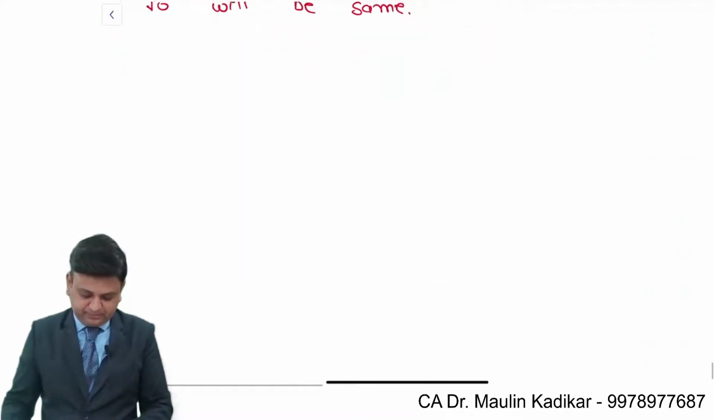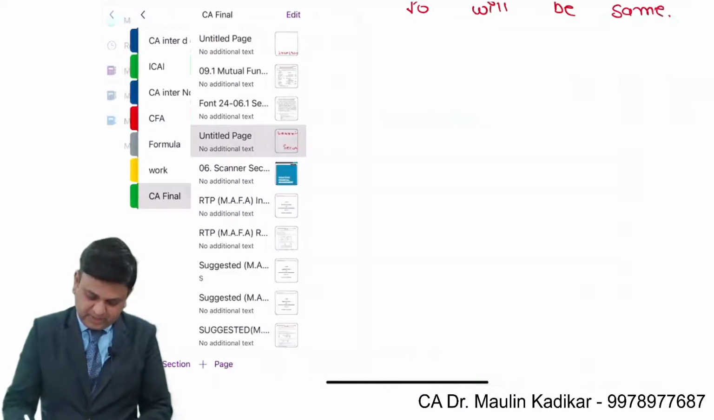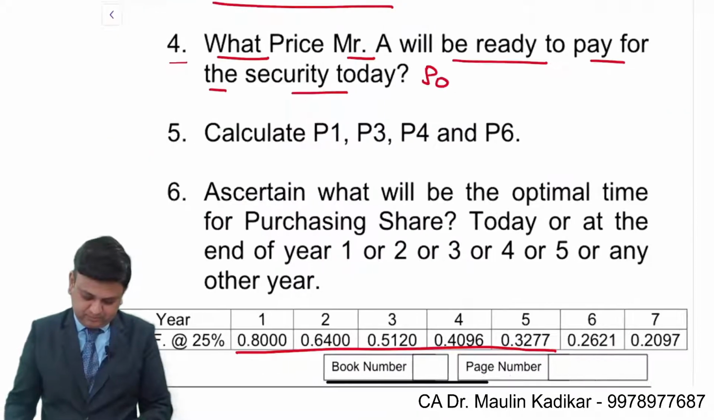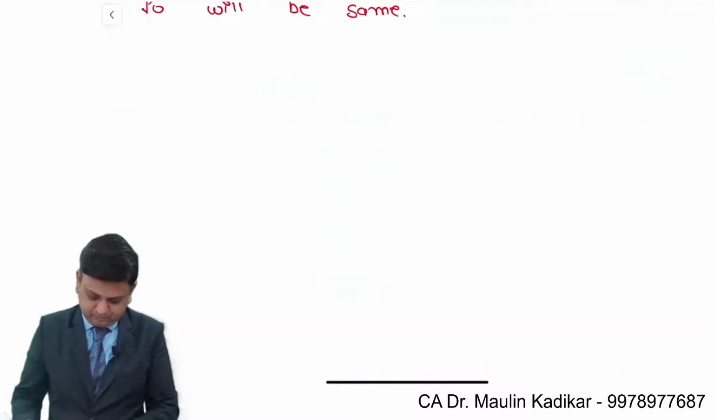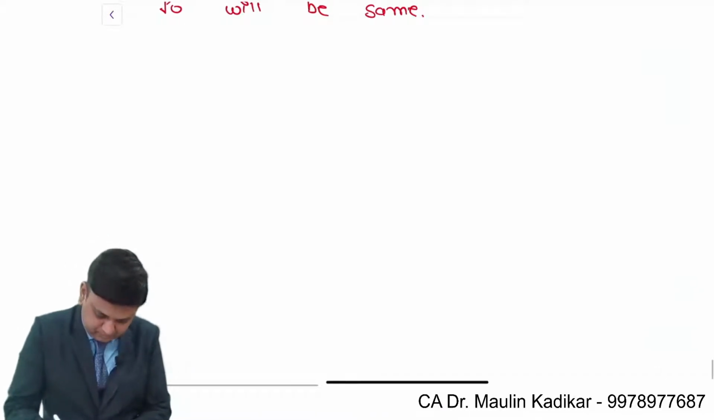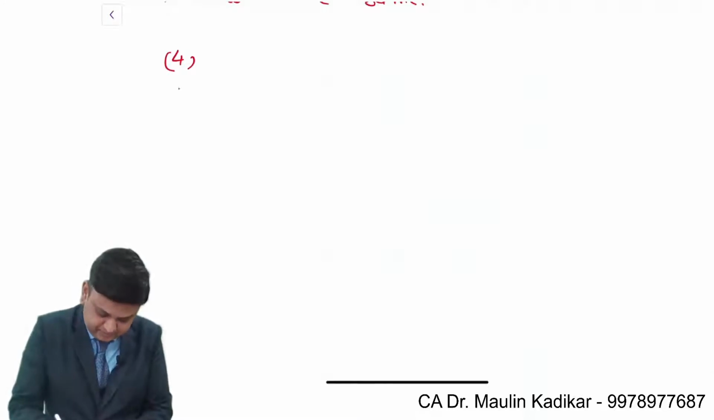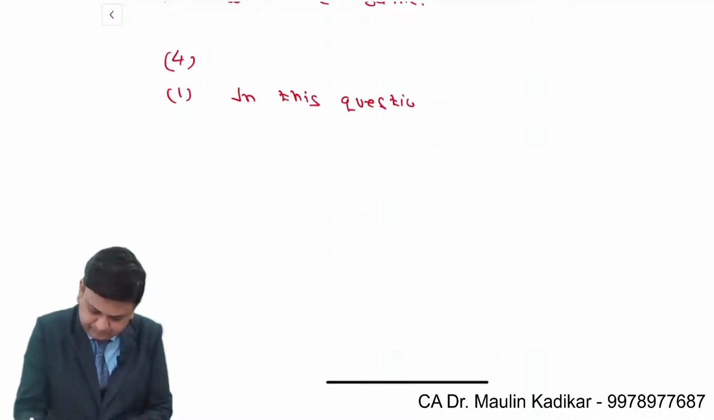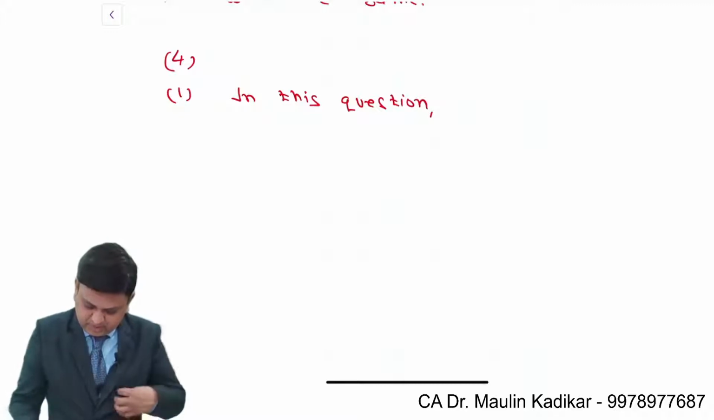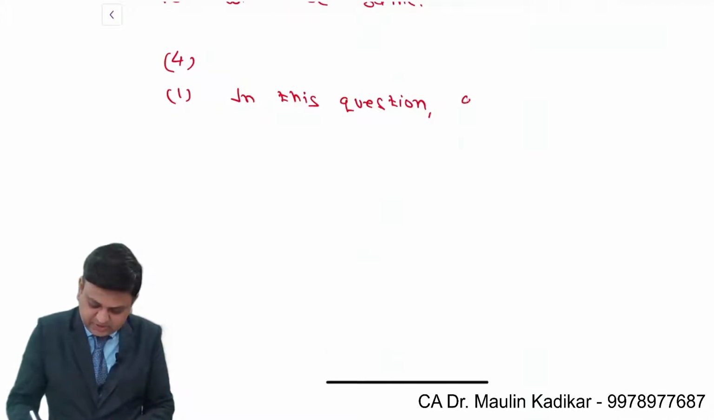Let us answer the question. Answer for the fourth question, write down. In that, write down first point: in this question, again we have to compute P0.